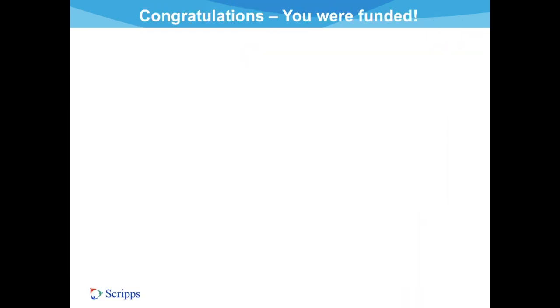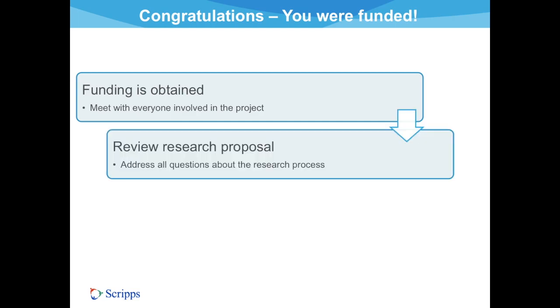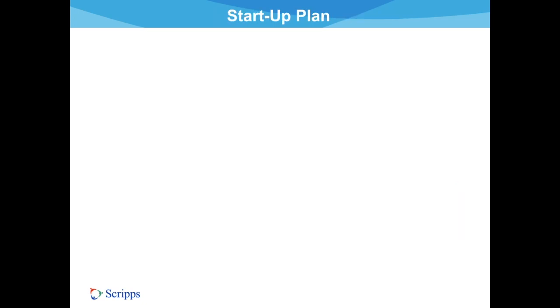Congratulations, you were funded. Now what? Once funding is secured, another meeting should be held involving all parties. At this meeting, partners should review the proposal and address all questions regarding the research process. The next step involves submitting documents for Institutional Review Board, or IRB, approval. Once funding is obtained, the startup plan should involve the following.